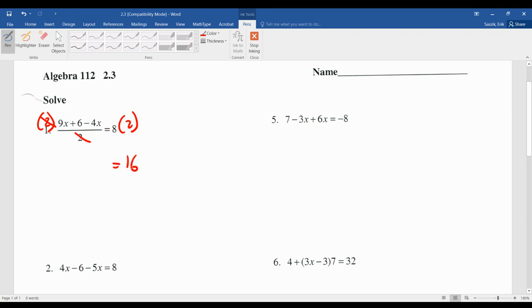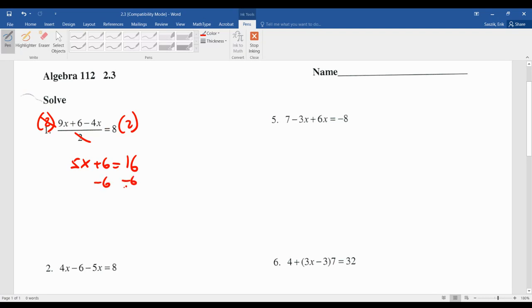So on the right, that becomes 16. And then we just bring these three things down. But I'm going to do two things at once here. I'm going to combine like terms, you see? What's 9x minus 4x? That's just going to be 5x. And then you've got the plus 6 still.